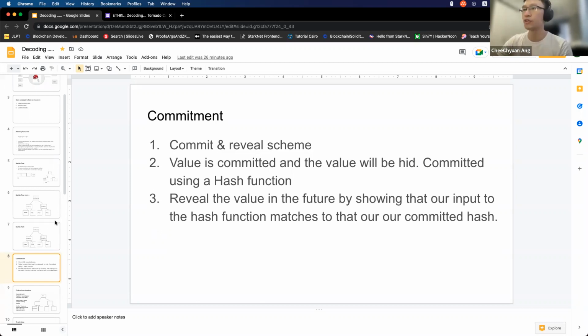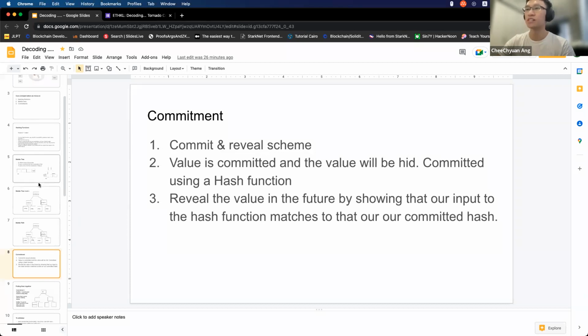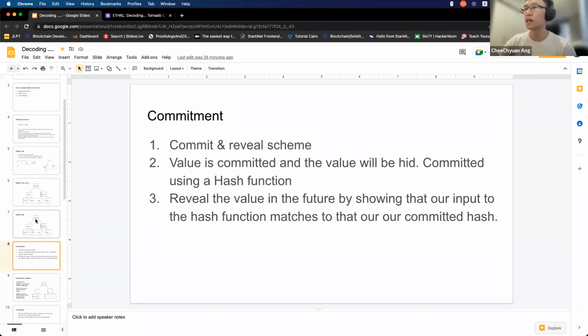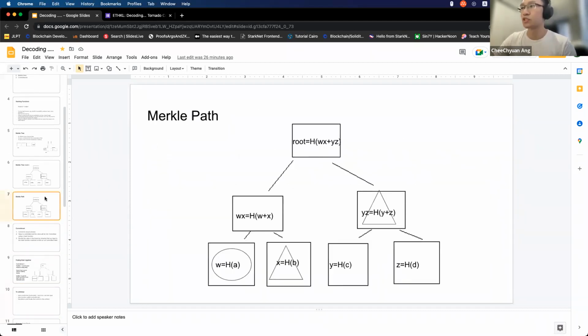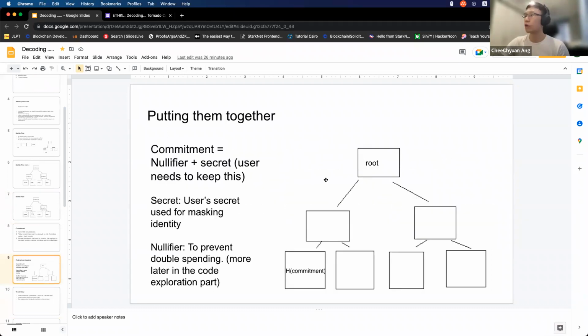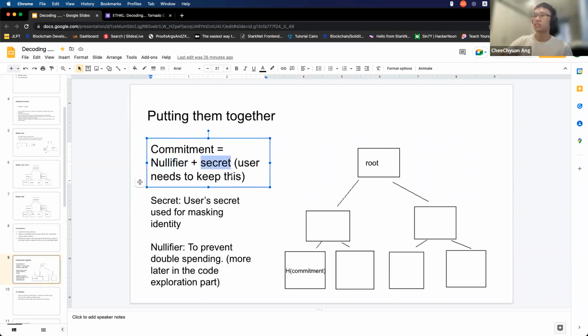So these three are basically what we need to know in order to understand how the protocol works. Putting them all together, we will have the commitment be one of the leaf nodes. And the commitment is made out of the nullifier and the secret. The secret is something that the user, the depositor, will need to generate and keep so that no one knows. And the withdrawer will need the secret to withdraw from the pool.